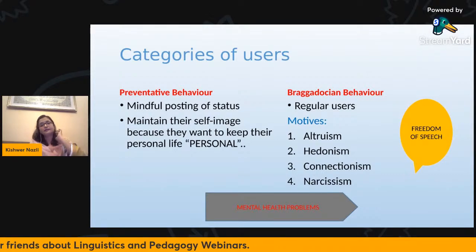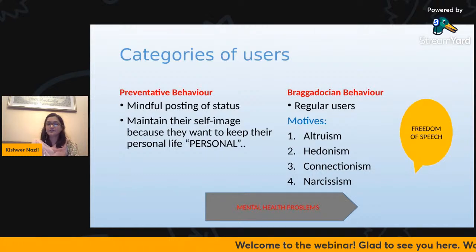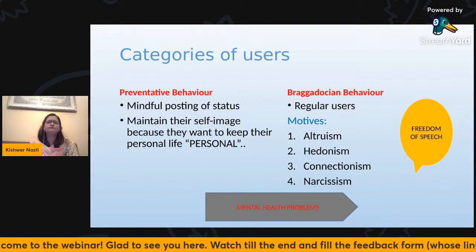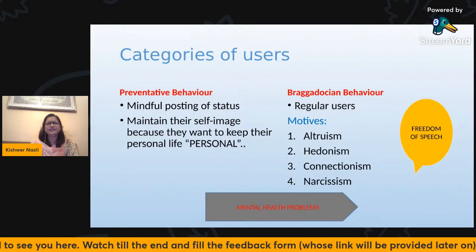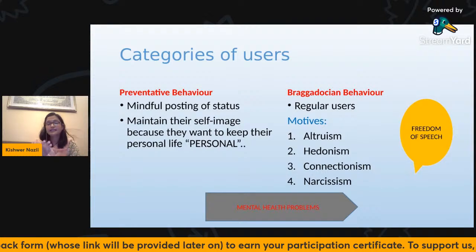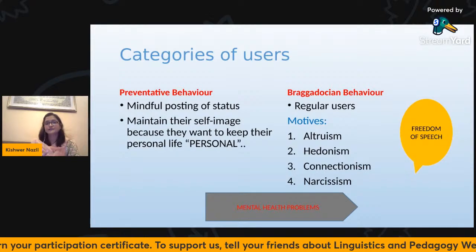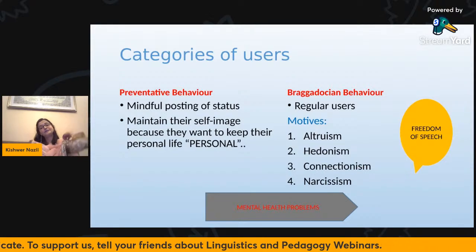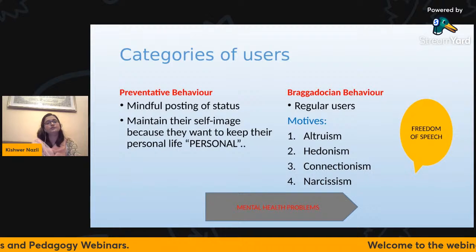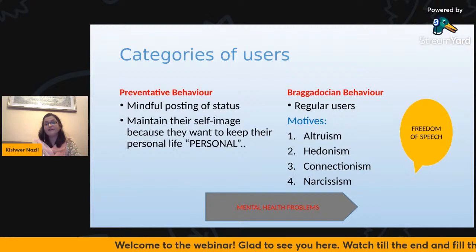As Qualman categorized, there are two categories of users: preventative behavior and braggadocio behavior. Preventative behavior are the people who use the internet very mindfully. When they need, they have their limitations, they have their privacy, they do not want to reveal their personal life, domestic life and official life, and they do not want to elaborate and exaggerate their positions. But vice versa, there is a behavior known as braggadocio behavior. They are frequent users, they use the internet all the time. But when they communicate through the internet, they have some motives.